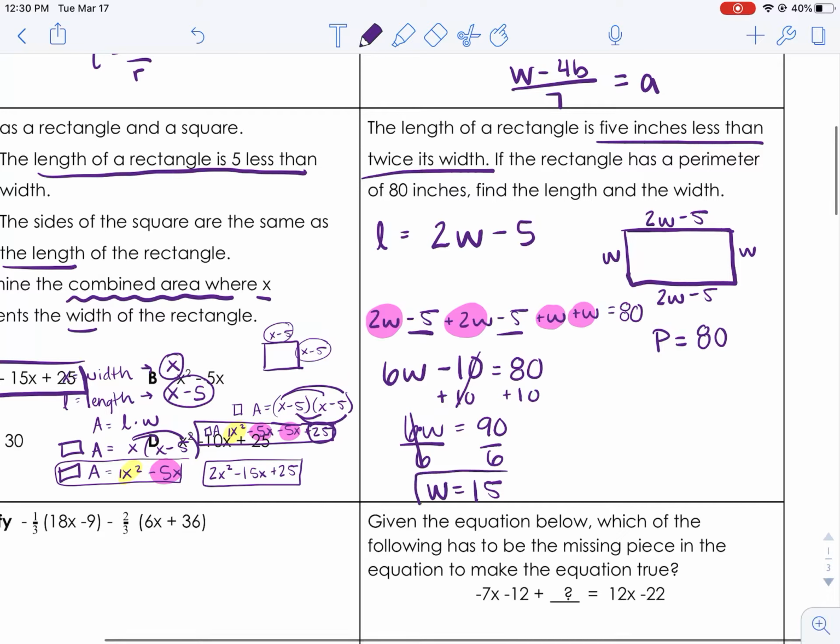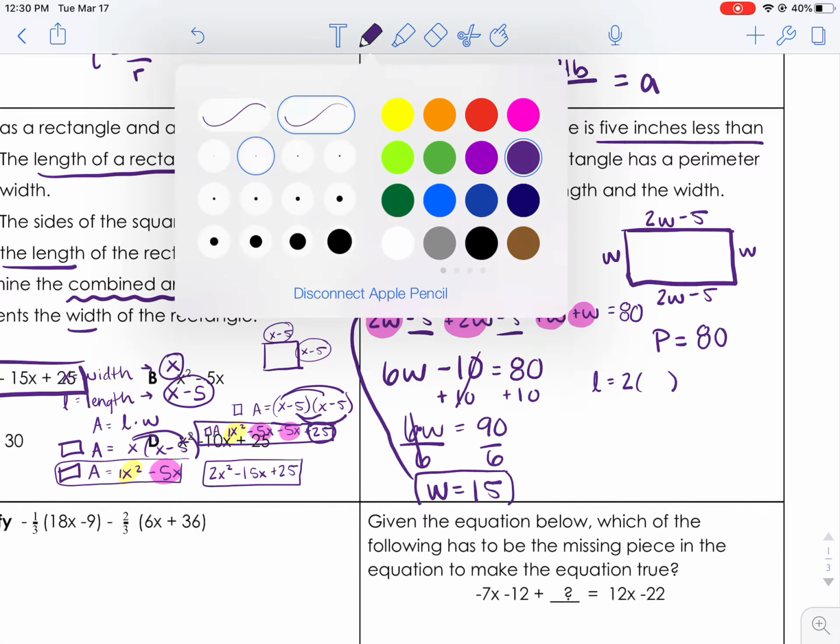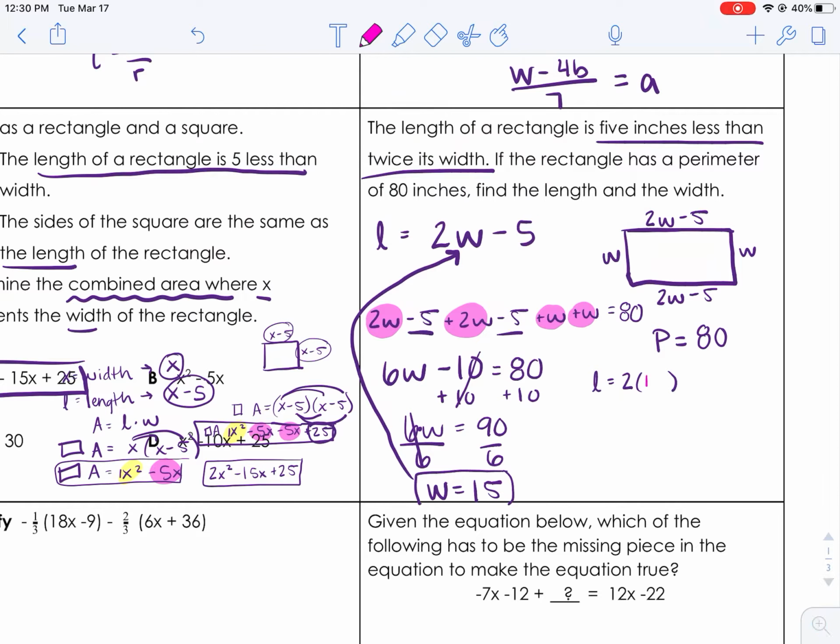If you want to solve for your length, we're going to have to plug that back into our original equation for length. So I'm going to say length equals 2 times our new value that we just figured out. Our width is 15 minus 5. So we've got length equals 2 times 15, which is 30, minus 5. So our length is going to be 25.